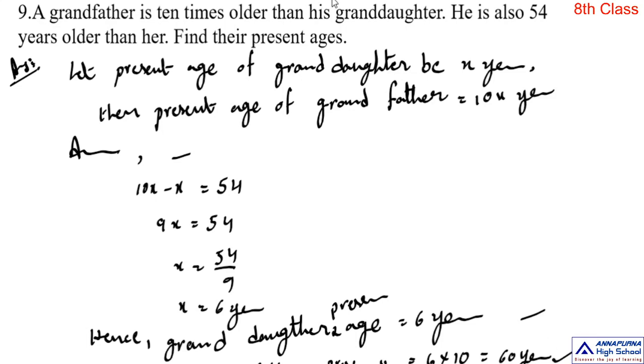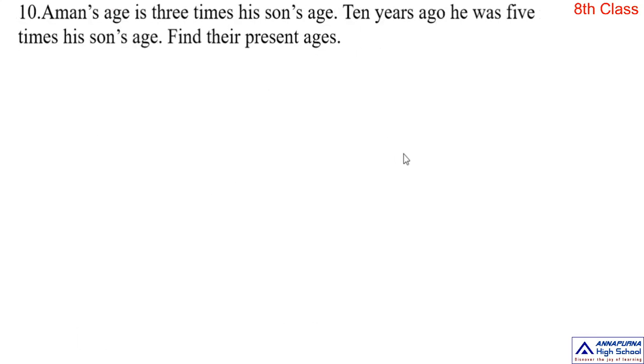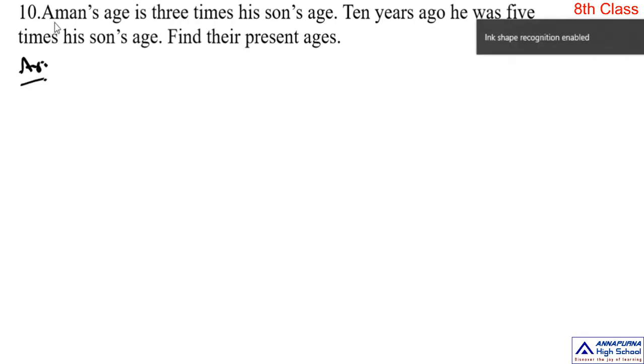Okay, let's see the 10th one. A man's age is 3 times his son's age. 10 years ago he was 5 times his son's age. Find their present ages. Observe the question carefully. Here also we have two unknowns, the present age of man and the present age of his son.